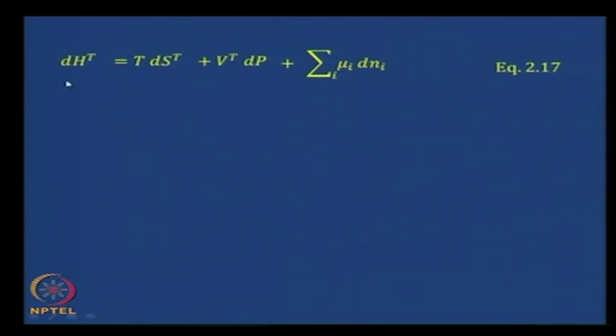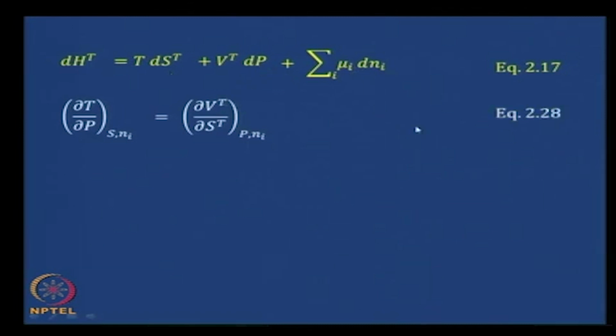Let us take another example. I will give you all 4, or all more than 4, in the first case. dHt we have seen is T dSt plus Vt dP plus summation of mu i dni, and this was equation 217 before. If we apply the reciprocity relationship here, ∂T/∂P at constant S and all other ni equals ∂Vt/∂St at constant P and all other ni, equation 228.